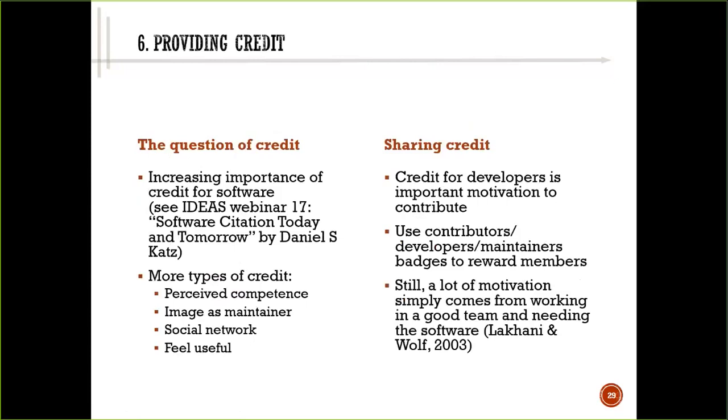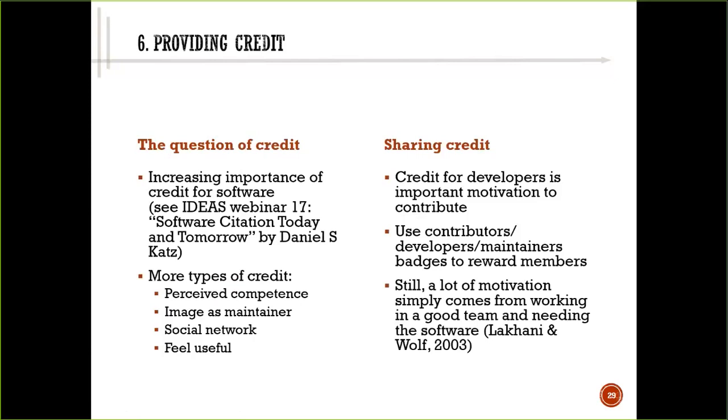Here I want to focus on the fact that software citation is just one way of providing credit. It's an important one for your career, but to keep people engaged in your project, there are other types of credit that are also important. For example, the perceived competence. Other people think you are competent because you're the maintainer of this project. Or the social network that you built, because you are a maintainer of that project. The feeling of being useful. All of these types of credit are important to keep up the motivation of your community.